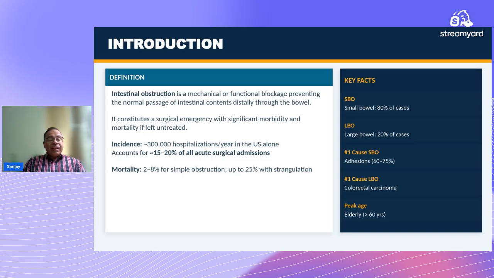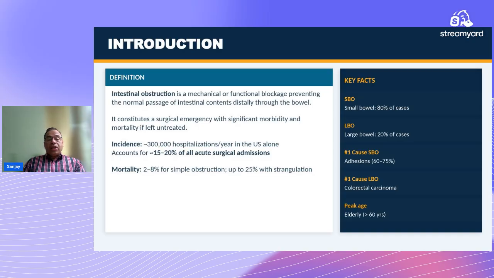That means there may be some functional element and there may not necessarily be some mechanical factor which leads to obstruction. Now, this obstruction in the lumen or in the wall of the bowel constitutes a surgical emergency, and it has significant morbidity and mortality if it is not treated properly and within a specified time frame. If you see the incidence of this condition worldwide, it constitutes approximately 15 to 20% of all surgical admissions coming to the emergency department or in the acute surgical ward and ICU settings.